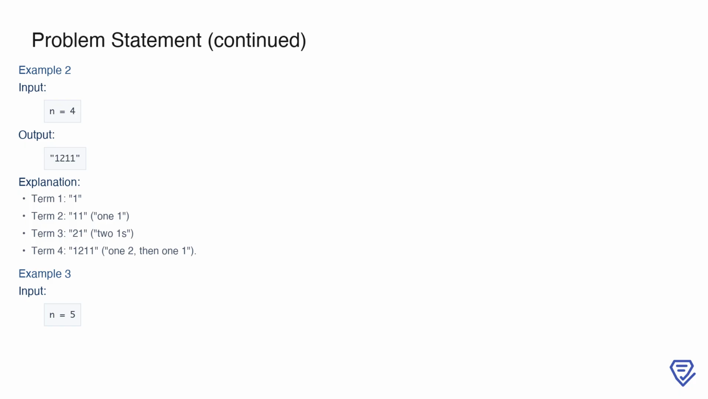Suppose n equals 4. The output here should be 1211. Let's break this down to see why. The first term is 1. Describing it as one 1, we get the second term, 11. Next, 11 is described as two 1s, giving us the third term, 21. Finally, 21 is described as one 2, then one 1, resulting in the fourth term, 1211. This step-by-step construction follows the rules of the sequence, where we count groups of consecutive digits and describe them accordingly.